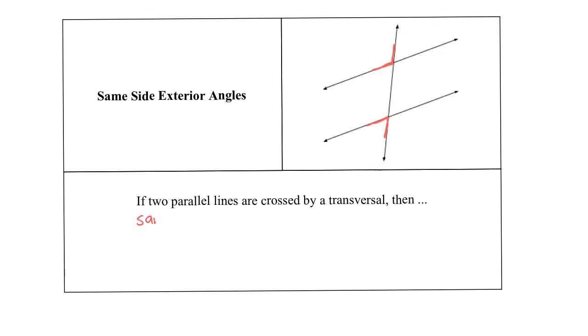So if two parallel lines are crossed by a transversal, then same side exterior angles are supplementary. And that is it. Now we can use this to do some algebra, to solve for some measures of some angles. And I've given you some practice to work on that. So go ahead and give that a shot, and then I'll see you for the next one.